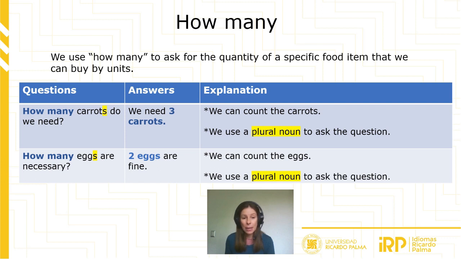In the question, how many eggs are necessary? We can also count the number of eggs. 2 eggs. And we also use the plural noun, eggs with an S.